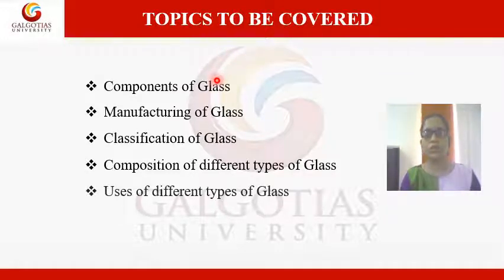This lecture will discuss the components of glass. That means what are the raw materials used for the production of glass, what are the different steps involved during the manufacturing of glass, what is the classification of glass, that means the types and varieties of glass on the basis of composition, then the composition and uses of different types of glasses. In this class you can also distinguish the uses of glasses according to their composition.